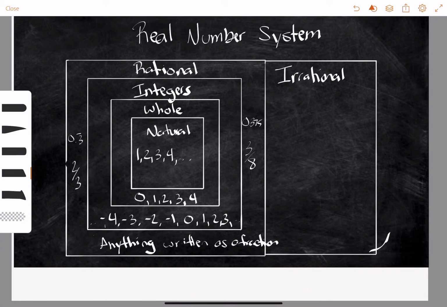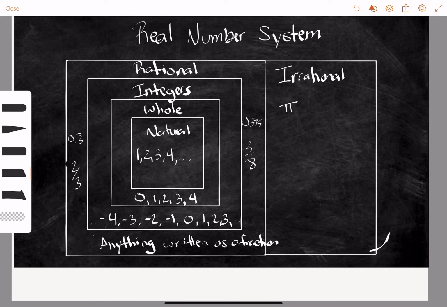One most common one is pi. So that is a non-repeating, non-terminating decimal. So anything that does not repeat and does not terminate is irrational. If you type it into your calculator and you cannot find a pattern in the 10 digits that are shown, chances are it's irrational.